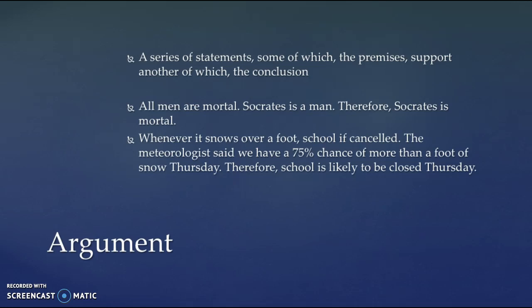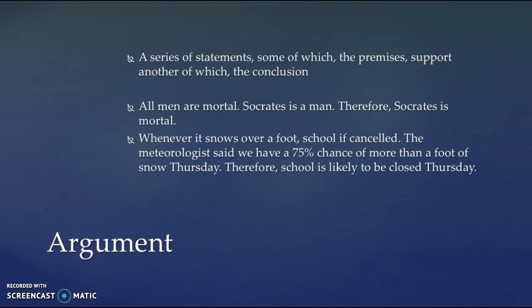The second argument we have here is whenever it snows over a foot, school is canceled. The meteorologist said we have a 75% chance of more than a foot of snow Thursday. Therefore, school is likely to be closed Thursday. Again, the argument is set up with the conclusion coming last, but that is not necessarily so. We could have started with school is likely to be closed Thursday and then went into the other two statements.